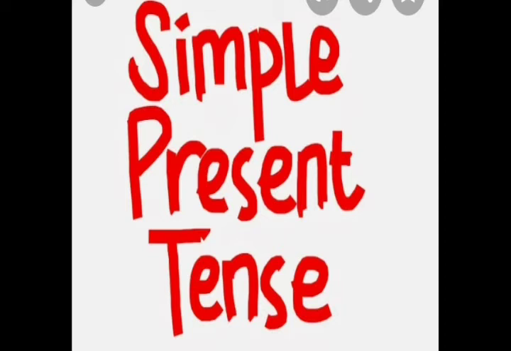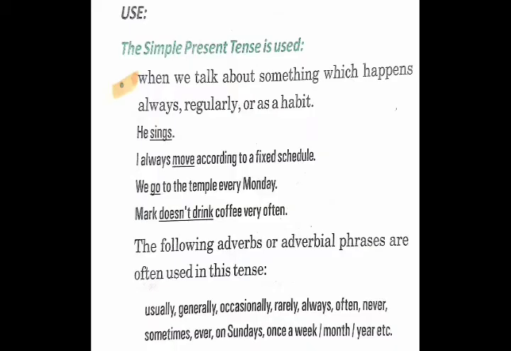tense. First of all, remember, whenever we talk about something which happens always, regularly, or as a habit, we use simple present tense. For example, you like to sing, so you can always say, I sing. Or you have a habit that you go to temple every Monday. You'll say, I go to the temple every Monday. Now, you want to comment on your friend Mark, that Mark doesn't drink coffee very often. So you can say, Mark doesn't drink coffee very often.